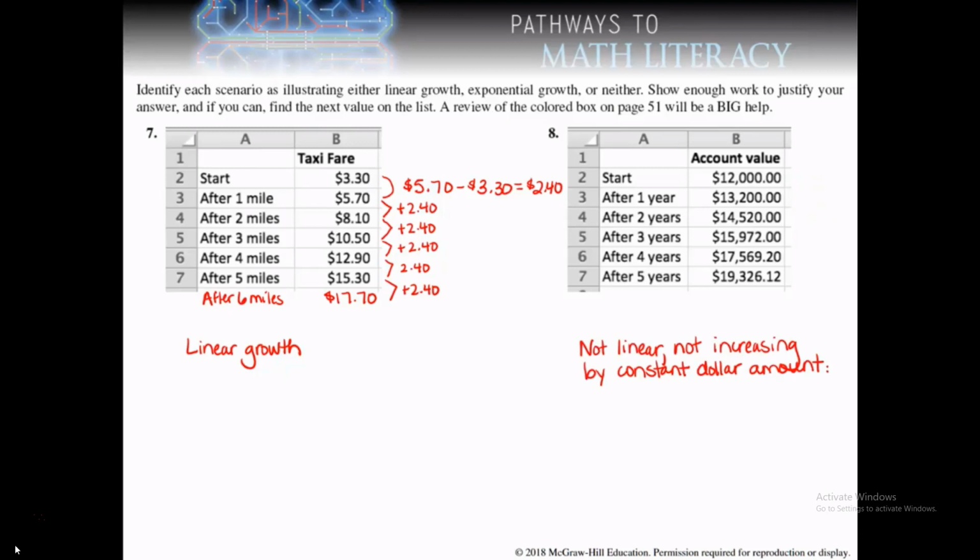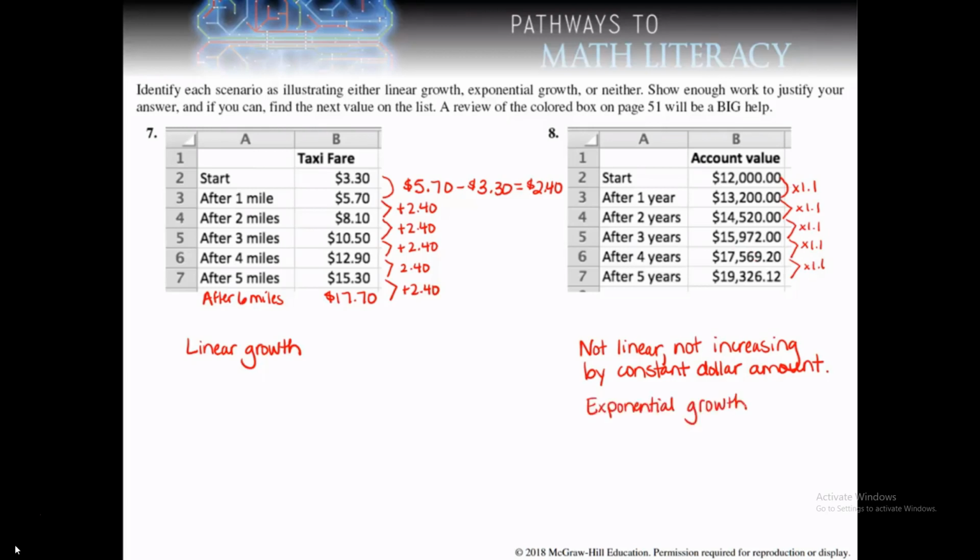So then I need to check to see if it's exponential growth. To check for exponential, I'm going to divide 13,200 by 12,000 to figure out what I multiplied by to get the second entry. And so when you divide, that gives you 1.1. The question then is, does that pattern continue? Can I keep multiplying by 1.1? And it does. There might be a little bit of rounding along the way, but other than that, if you keep multiplying by 1.1, you do keep getting the values in the table. So this is exponential growth.